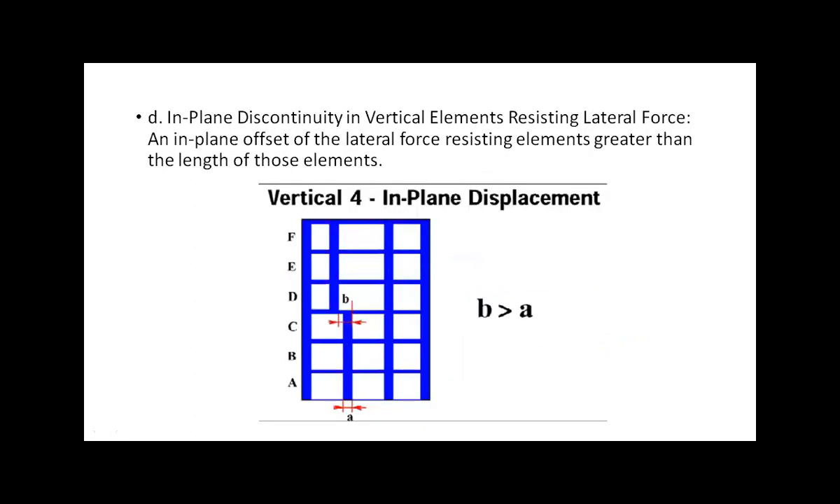Next one is the in plane discontinuity in the vertical elements resisting lateral force. You can see from the plan only, from this figure only you will understand. Aishwarya Ingre. You can understand from the plan only. There is a plan. You can see this is a plan in the vertical direction which is shown. There is a B. B is greater than A. You can see whatever the column positions are here that are not in vertical alignment. You can see the alignment which it changes. So that is also not good. That is showing the discontinuity in the vertical element.